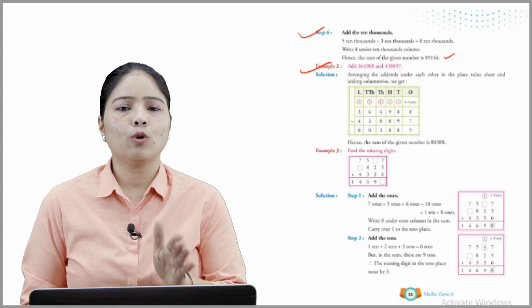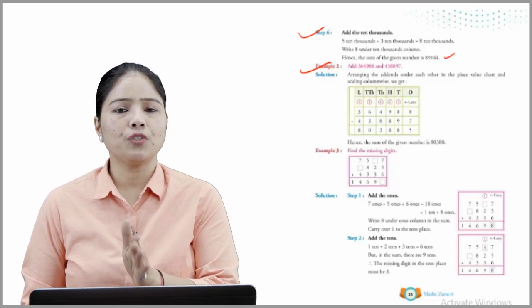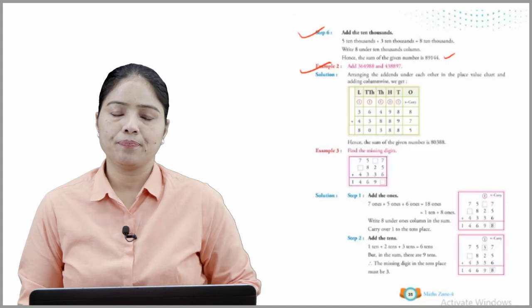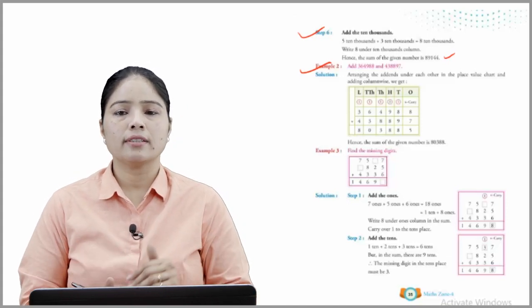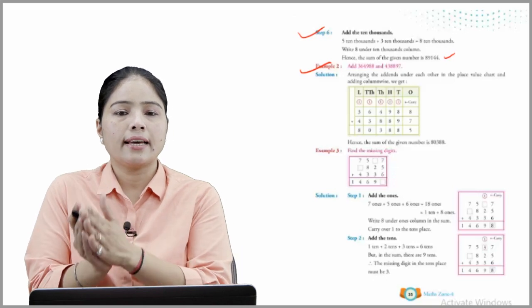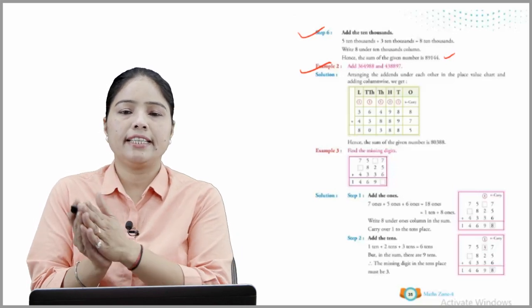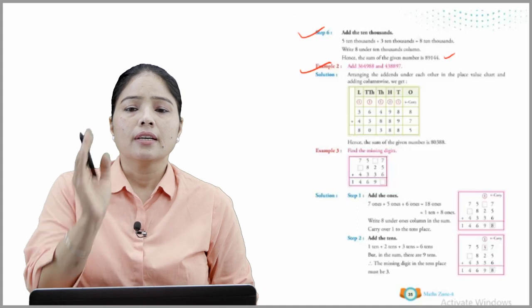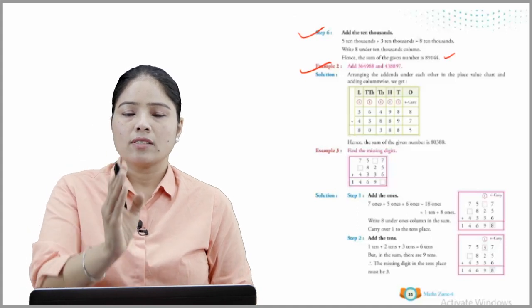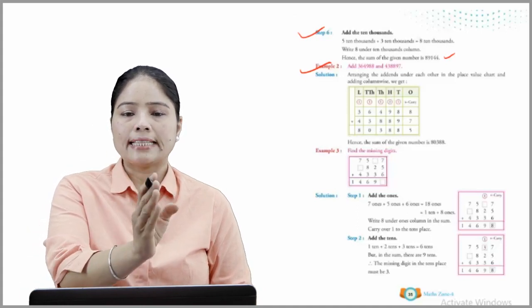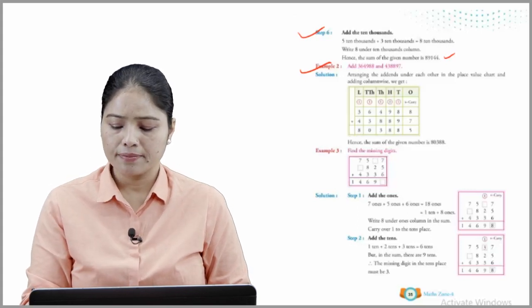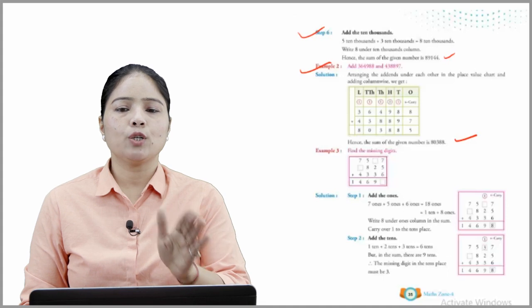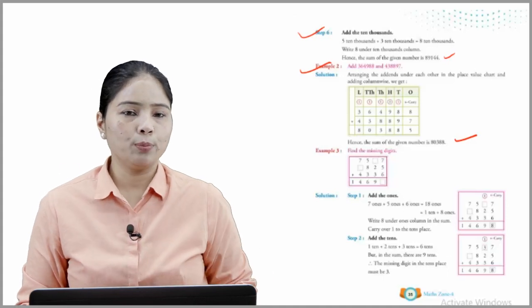Add 364988 and 438897. Solution. Arranging the addends under each other in the place value chart and adding column wise, we get, हमें क्या मिला? सबसे पहले ones की place, then tens, 100, 1000, 10,000 and lakh. Hence the sum of the given number is like this, 80388. I hope you understood.